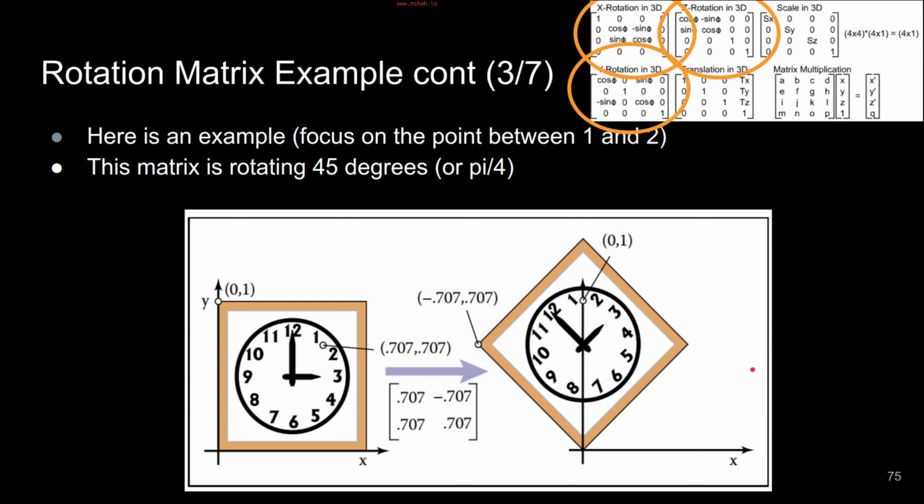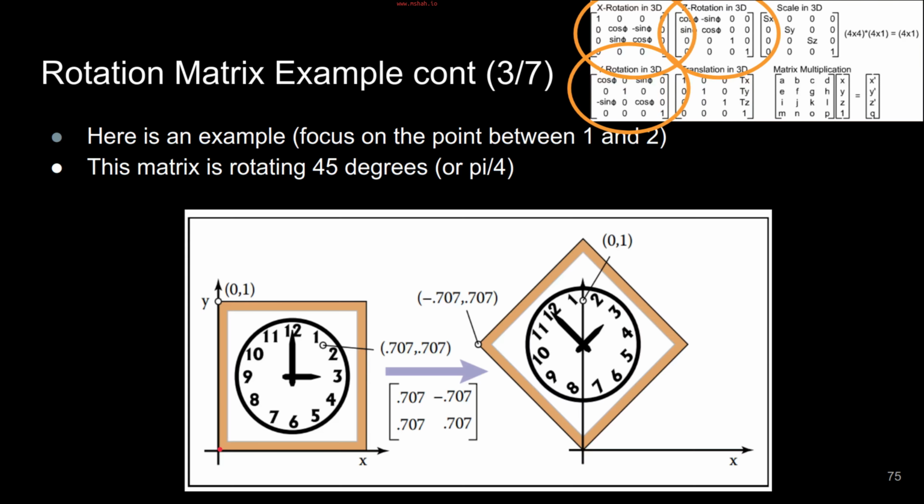Okay. So here's an example, and it's easiest if you sort of focus on the point between 1 and 2, that is on our clock here, between 1 o'clock and 2 o'clock. And this matrix is rotating 45 degrees. Okay, so I'm going to take all of these points here. So there's a vector from my origin to this point, a vector to this point, a vector to this point, and then I'm going to rotate all of those, okay, by 45 degrees. Okay, so that's the rotation that I want to apply here.